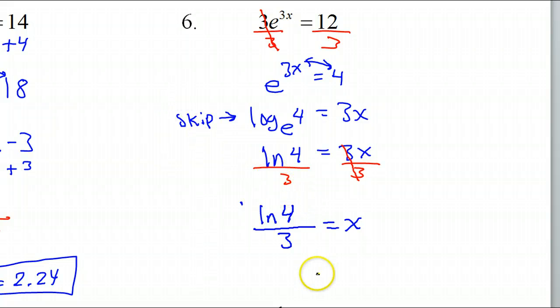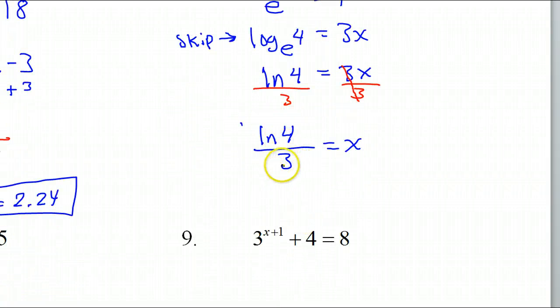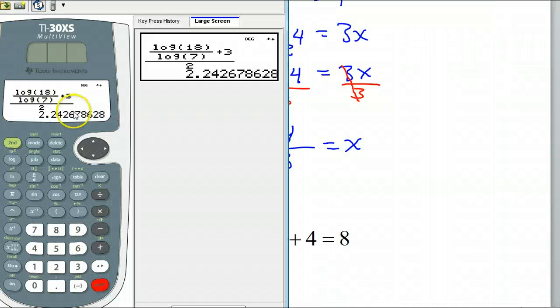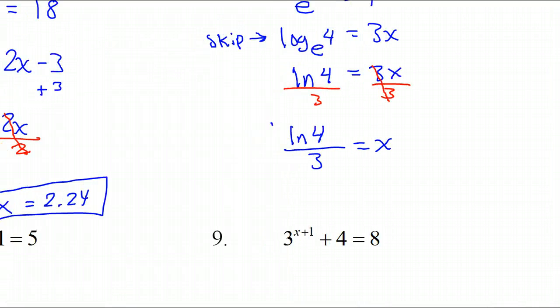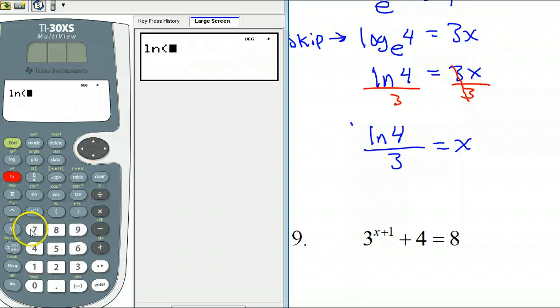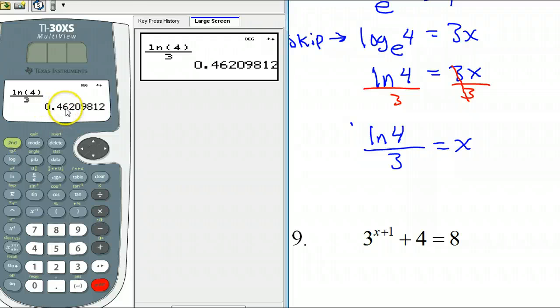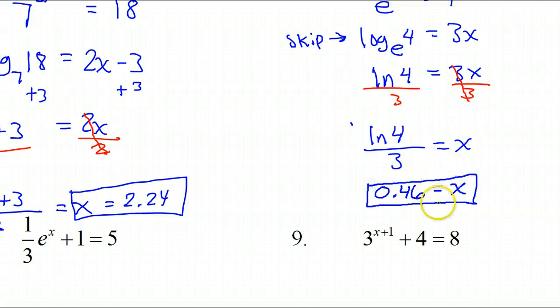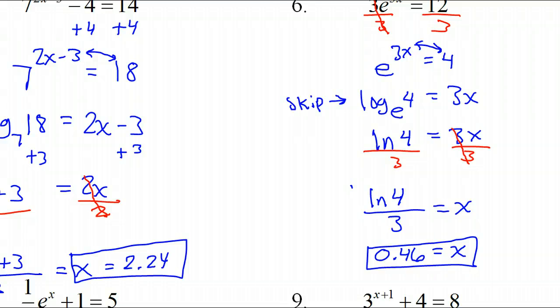Let me not put a box right. So in the calculator, natural log of 4 over 3. So natural log of 4 over 3. So that's going to give us 0.46. Alright, fine and dandy. So that's number 6.